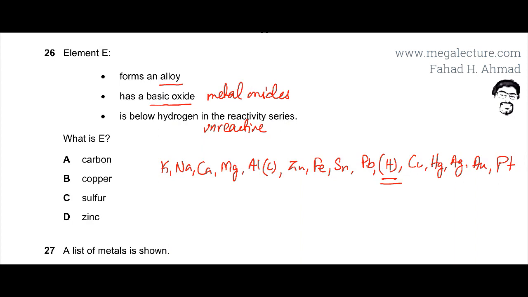So coming back to the question, what is E? So we know it's a metal, it's forming alloys, and it's very unreactive somewhere over here. So it's going to be option. It's not a non-metal, so A and C are automatically removed. You have two metals, one is copper and the other one is zinc.